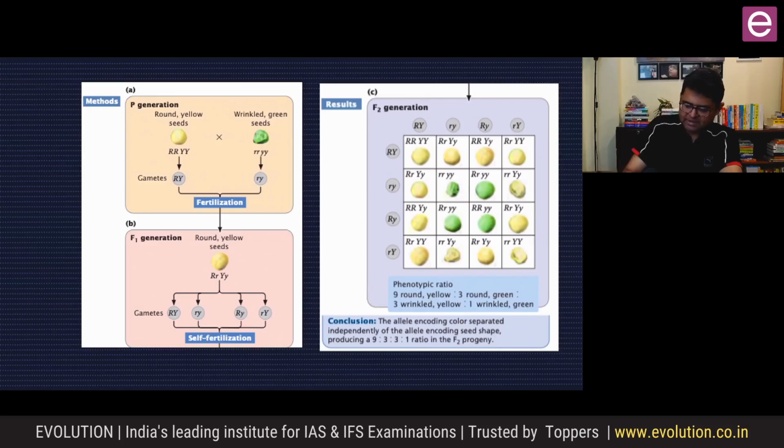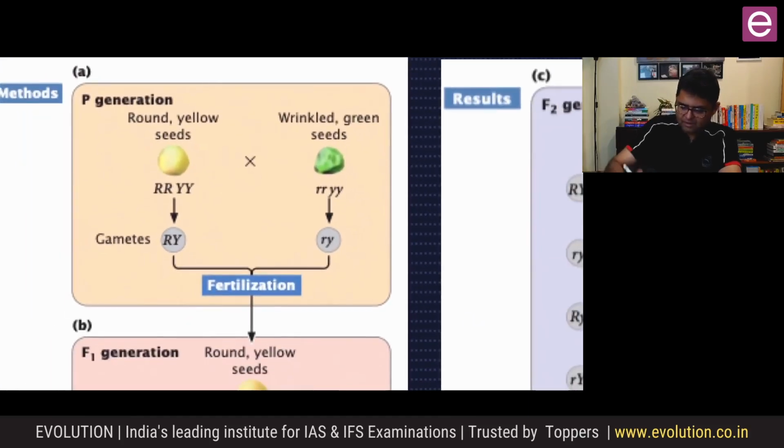So here, round and yellow seeds. So pure breeding Mendel took. Pure breeding means homozygous for round, homozygous for yellow. And wrinkled and green seed, homozygous recessive and homozygous recessive. Now the gametes were produced. So one copy of the shape gene, that is round, one copy of the color gene, that is yellow, and then this one will be giving rise to one recessive copy of R and one recessive copy of Y.